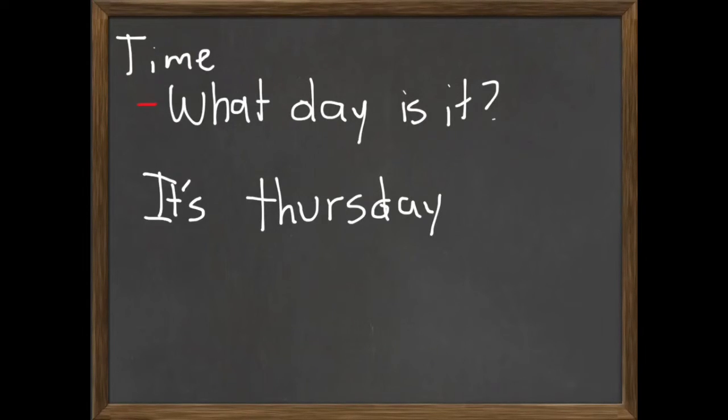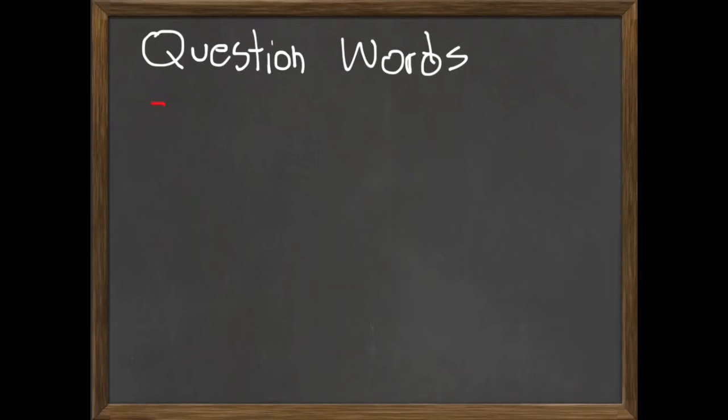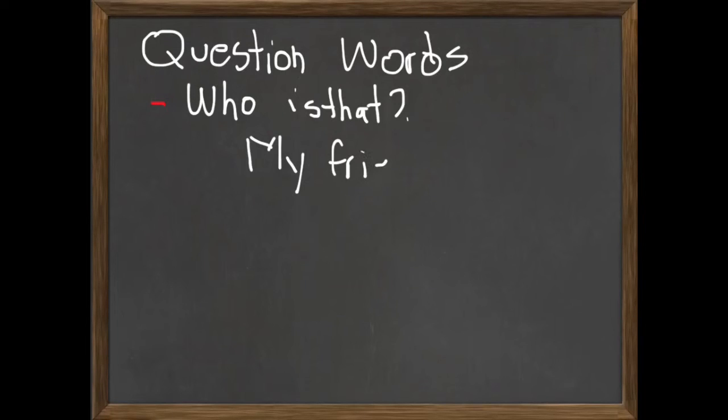Now, we've learned a lot of vocabulary words. So now let's learn some question words. Let's begin with who. Who is a question word we use to ask things about people. For example, who is that? That is my friend Kim.